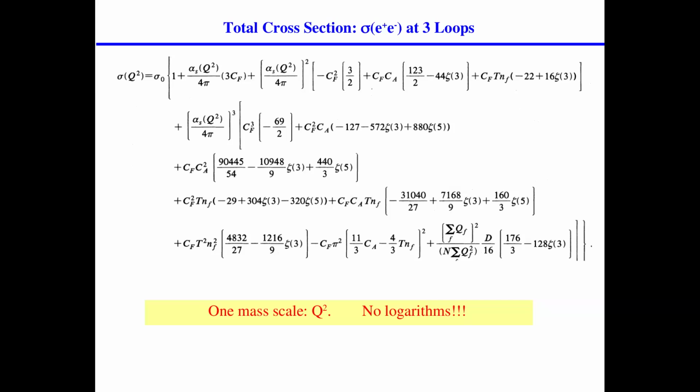Part of that is because I only have 1 mass scale. And because I have 1 mass scale, just from dimensional analysis, I can't have ratios of things. I can't have any Q dependence in here aside from the alpha S, because there won't be anything to cancel it out.